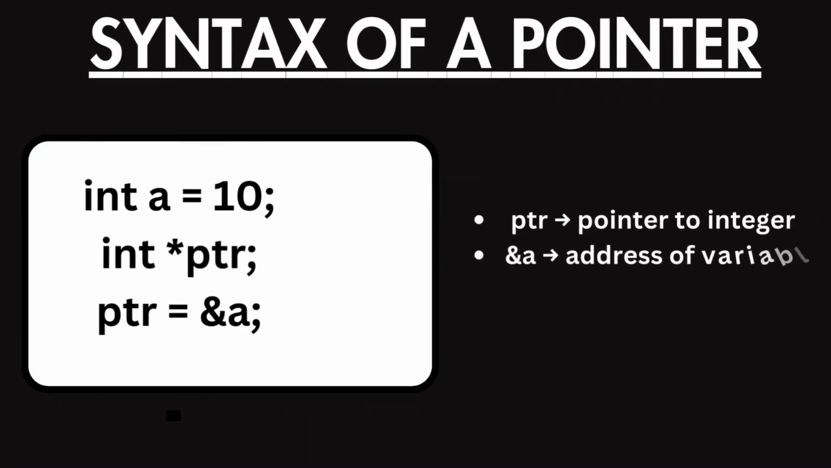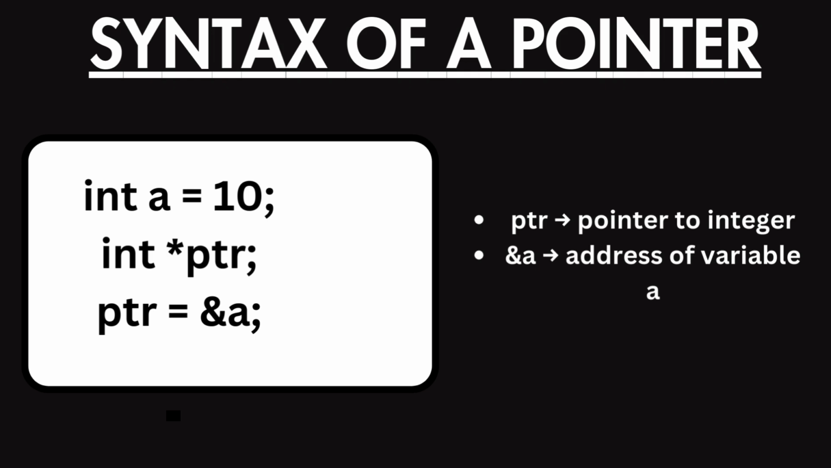The syntax of pointers. The & symbol means address of. So when we write &a, we are asking the program to give us the memory address where the variable a is stored. And *ptr is the value at the address stored in the pointer. That means the * symbol is used to dereference a pointer. So *ptr gives us the value stored at the address that ptr is pointing to.